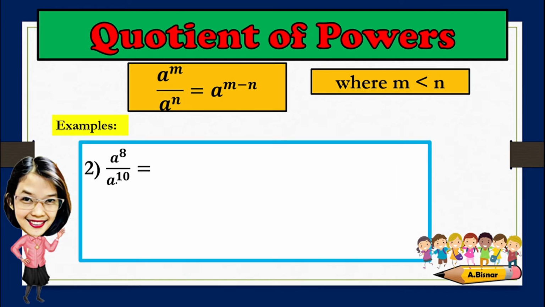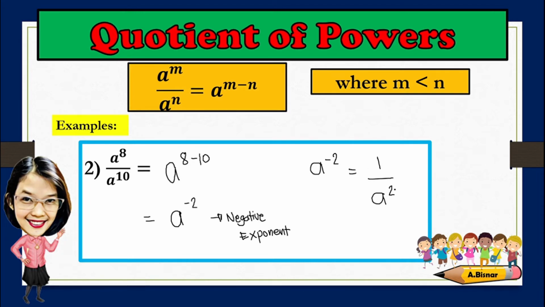Another, a raised to 8 all over a raised to 10. As you observe, 8 is less than 10. Now what is going to happen? So we have a raised to 8 minus 10. From what we have studied about the integers, 8 minus 10 will be equal to negative 2. So you have a raised to negative 2. However, this is not yet the final answer because you have a negative exponent. Now, from what we have studied about negative exponent, a raised to negative 2 will be equal to 1 over a squared, which means to say that this will be the final answer.